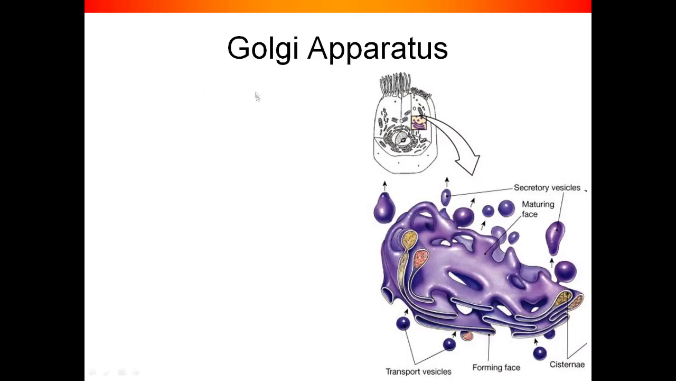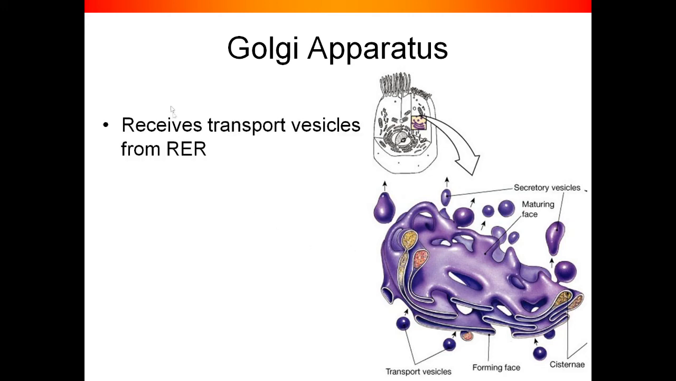Here we have the Golgi apparatus. And the Golgi apparatus, to early anatomists, looked like stacked dinner plates. Five or six flattened discs called cisternae make up the Golgi apparatus. Now, the Golgi apparatus is going to receive transport vesicles from the rough endoplasmic reticulum. Here you can see transport vesicles attaching to the forming face of the Golgi apparatus.